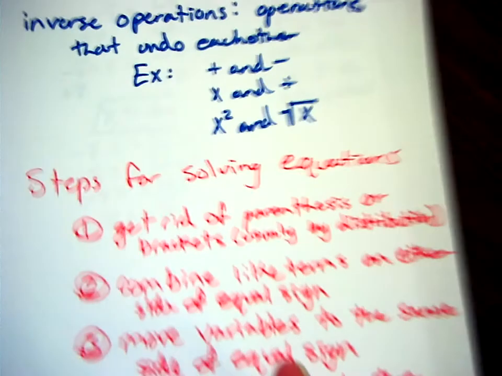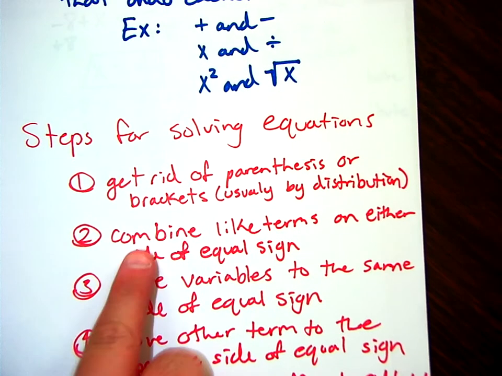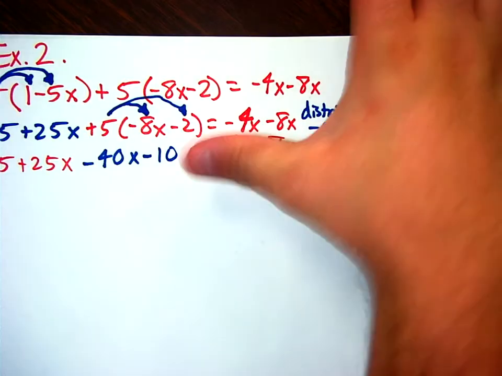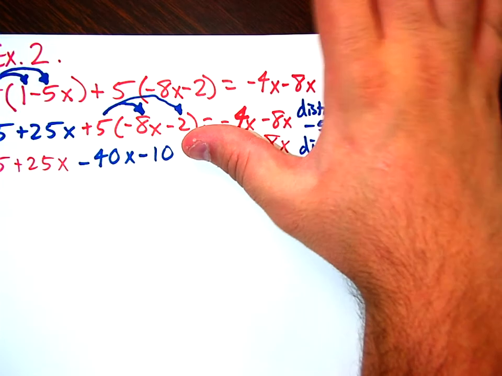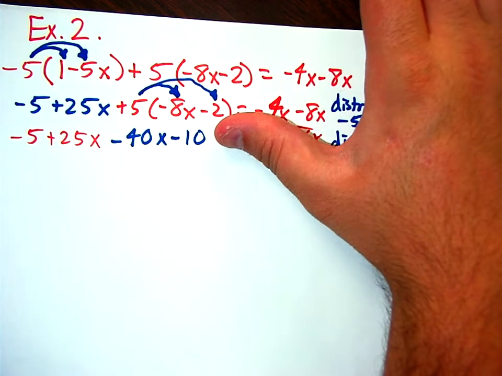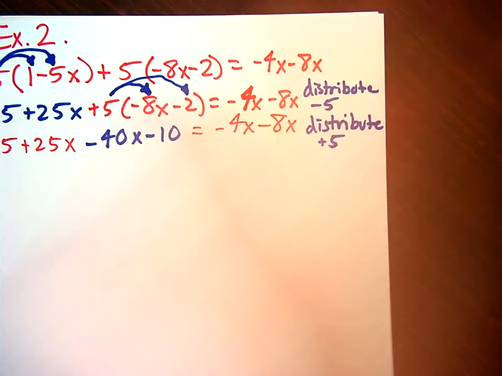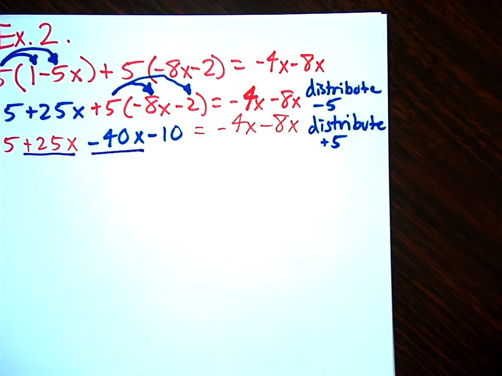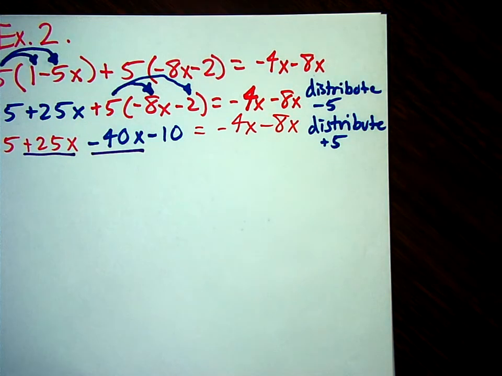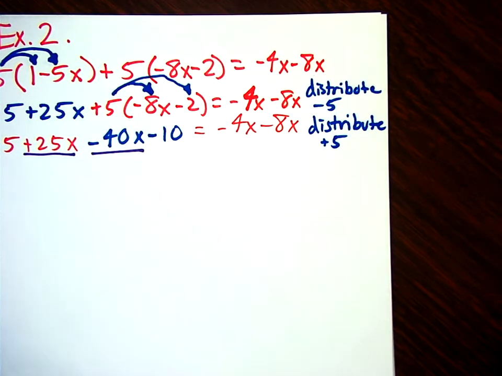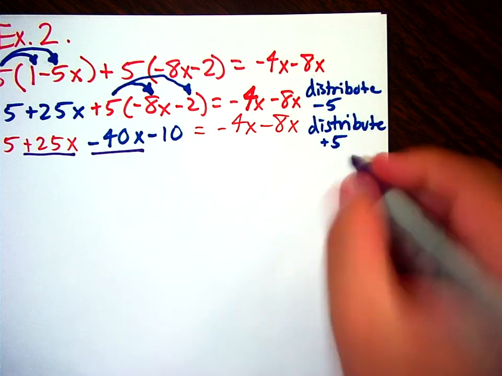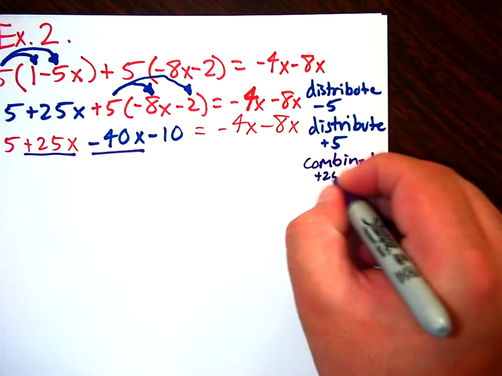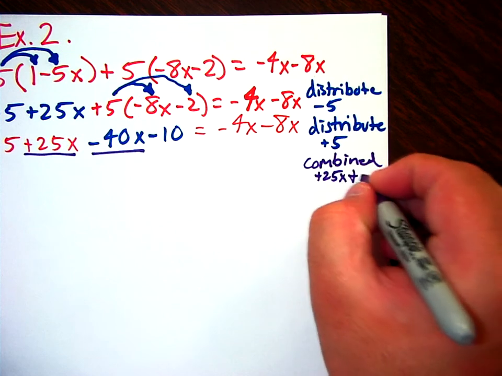That means we can move on to step 2. We're going to combine like terms on either side of the equal sign. So let's look at this side over here. Do I have like terms? I do. I see two things that can combine. Okay. Both of those things have an x. There's no exponent on either one, so we can combine those. I'm going to justify it by going combined positive 25x and negative 40x.